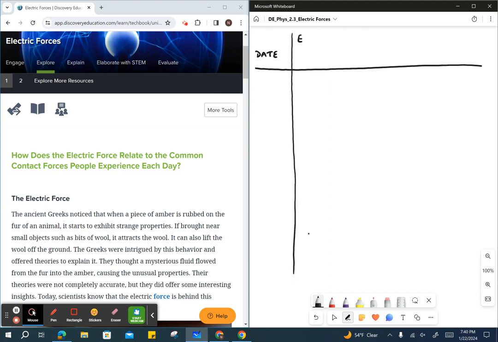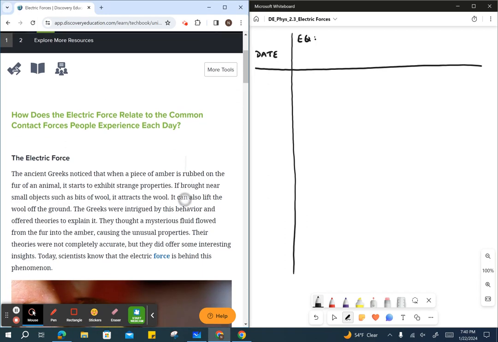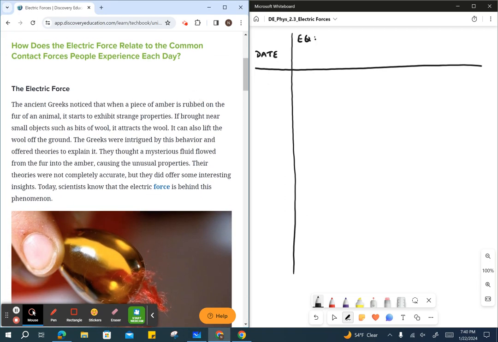And we're going to take that essential question straight from the book. How does the electric force relate to the common contact forces people experience each day? You're touching a pencil, you're touching perhaps your notebook or your computer. You have this sensation that you're feeling something, that you're touching something. So, how does electric force relate to that common everyday sensation of touch?